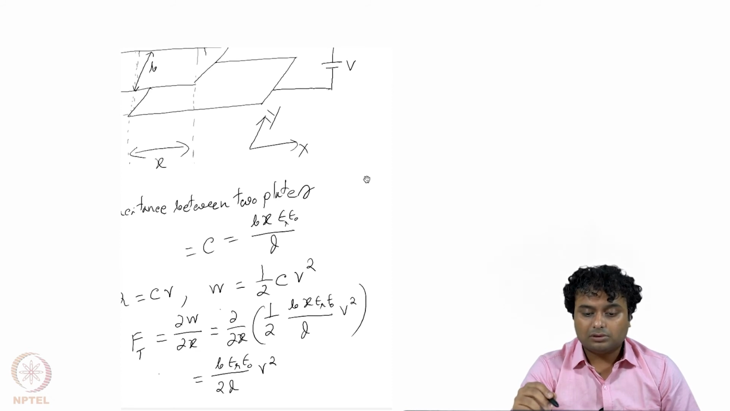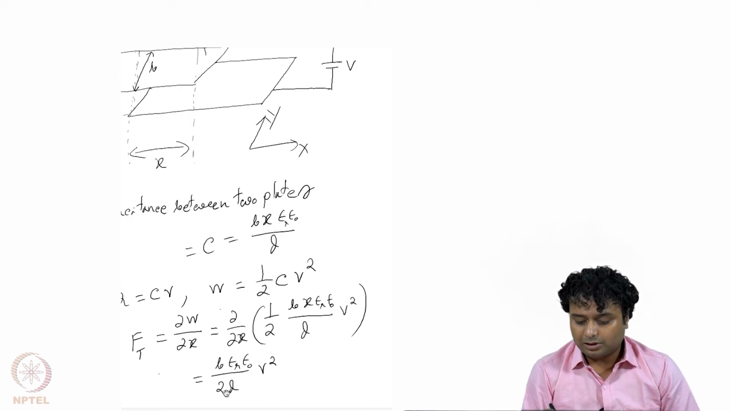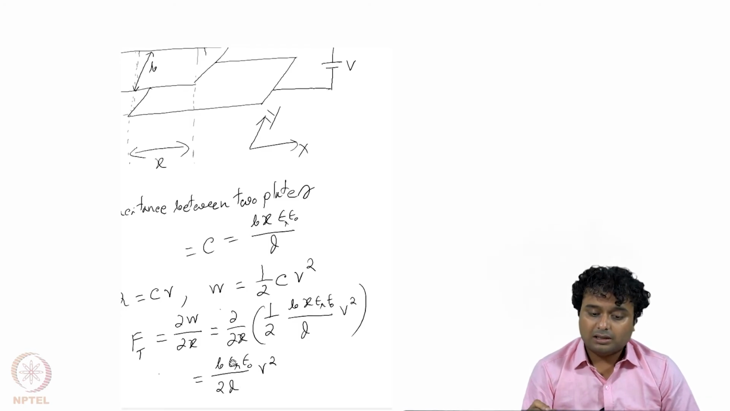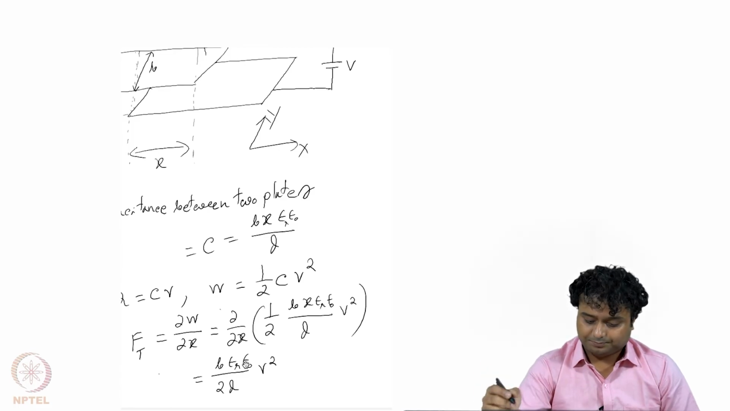So before going to the next topic, we will revisit once the transverse displacement case, where we have seen that if the two plates are moved parallel to each other, like top plate and the bottom plate, so one plate is fixed and another plate is moved in transverse direction, then the overlapping area actually changes, and there we saw that the transverse force is equal to B into epsilon r epsilon naught divided by 2d into v square, where this B is the width of the plate and d is the distance between them, and v is the applied potential, and epsilon is the permittivity.